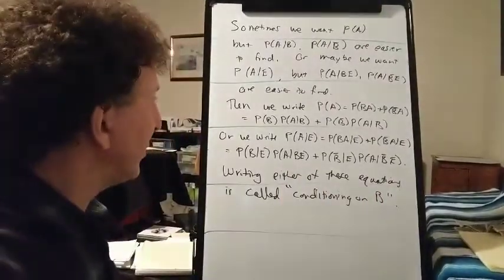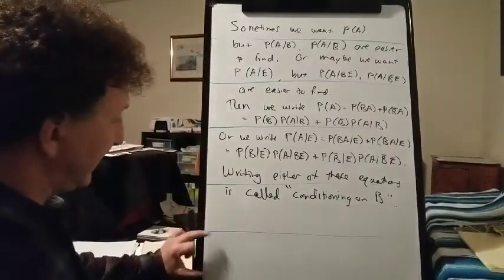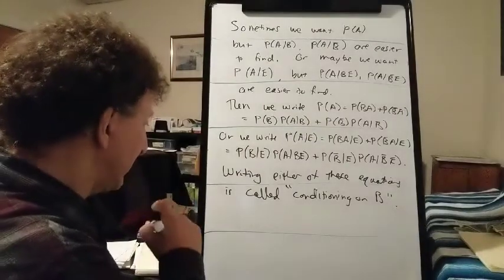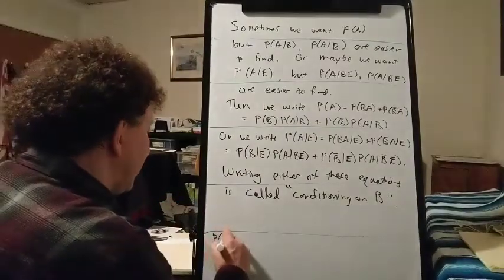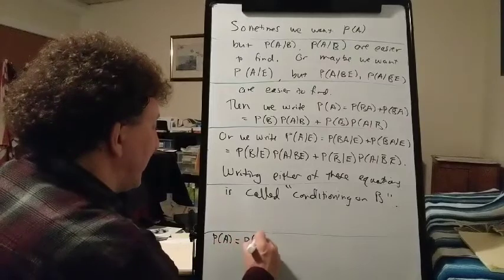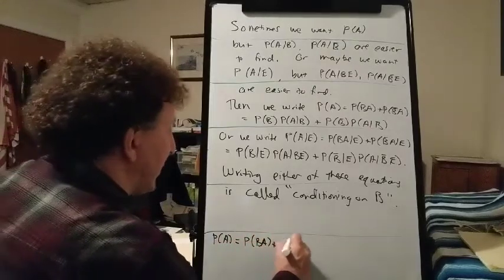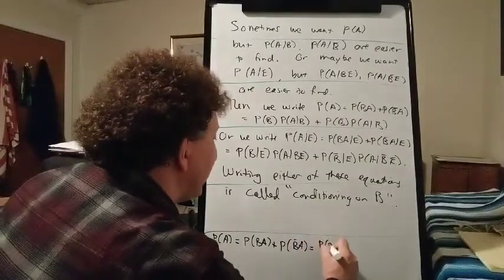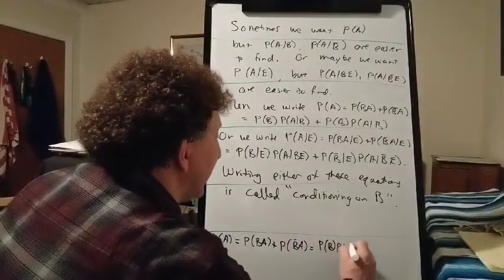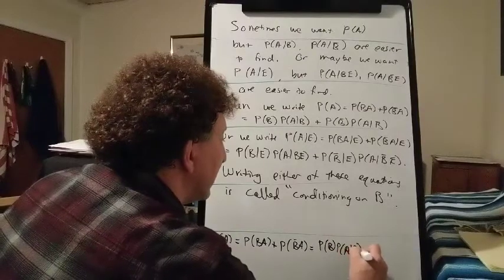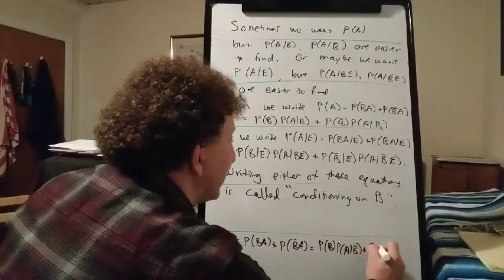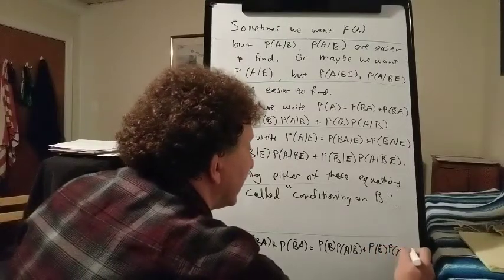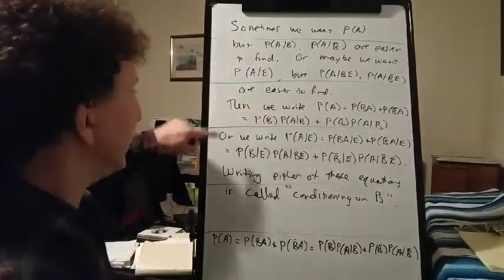Alright, so let's do an example, and maybe I'll copy the formulas down here so I can have lots of space to do the example. So we have probability of A equals probability of BA plus probability of not B and A, which is probability of B, probability of A given B, plus probability of not B, probability of A given not B. So it's this equation.